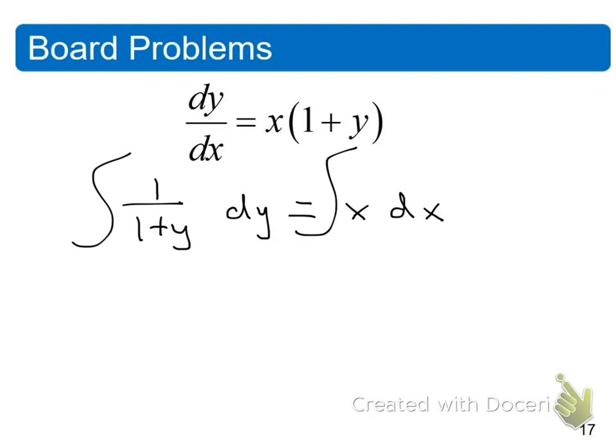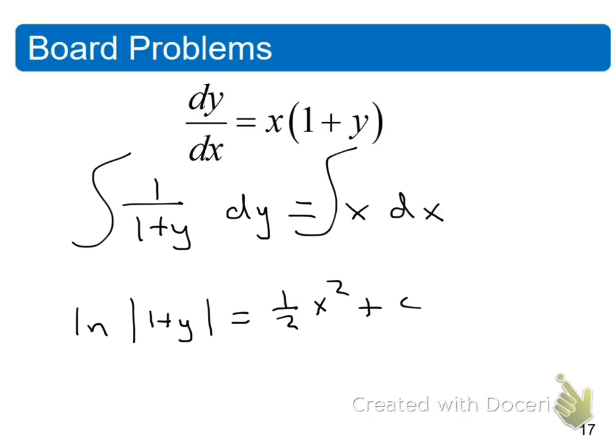Okay, now you got to think here a little bit. You got to be savvy. If I made this u, 1 plus y, du would be just dy. So it's really the antiderivative of 1 over u, which is the natural log of u. But let's plug back in, what is u? The natural log of 1 plus y equals, there's actually a plus c, but we're going to save it. What's the antiderivative of x? 1 half x squared, and then we're going to put in a plus c. Everybody cool with that?